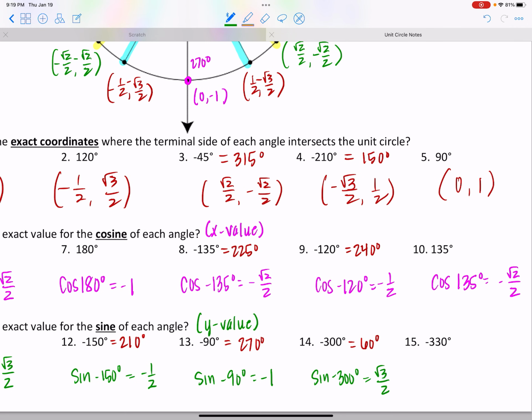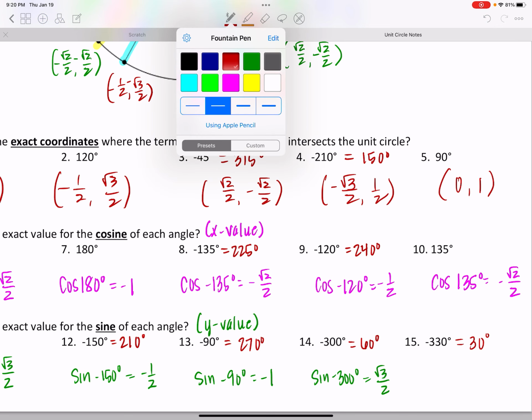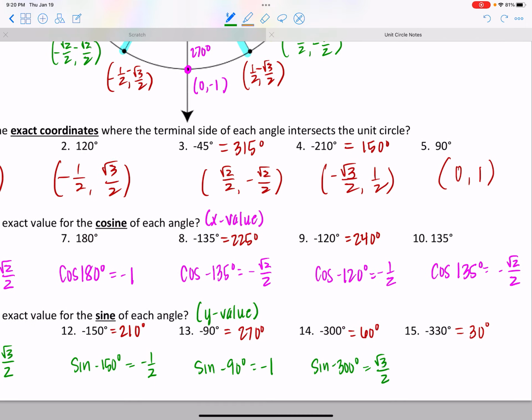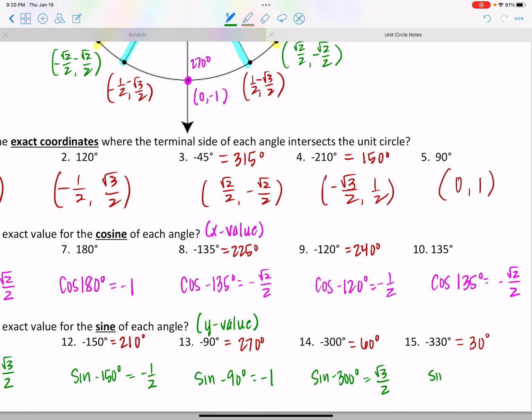Okay, last one. We have the sine for negative 330. Negative 330 is going to be coterminal to positive 30, right? If I add 360 to that, I get to 30. And so now we're looking for the sine at 30. So we go to 30 degrees, pick out the y value, and there it is, a positive 1/2. So the sine for negative 330 degrees is 1/2.